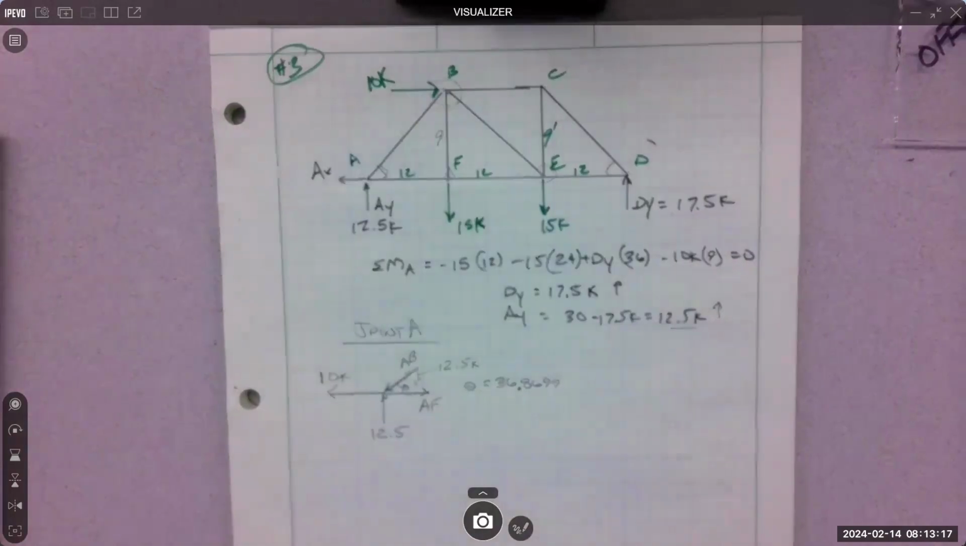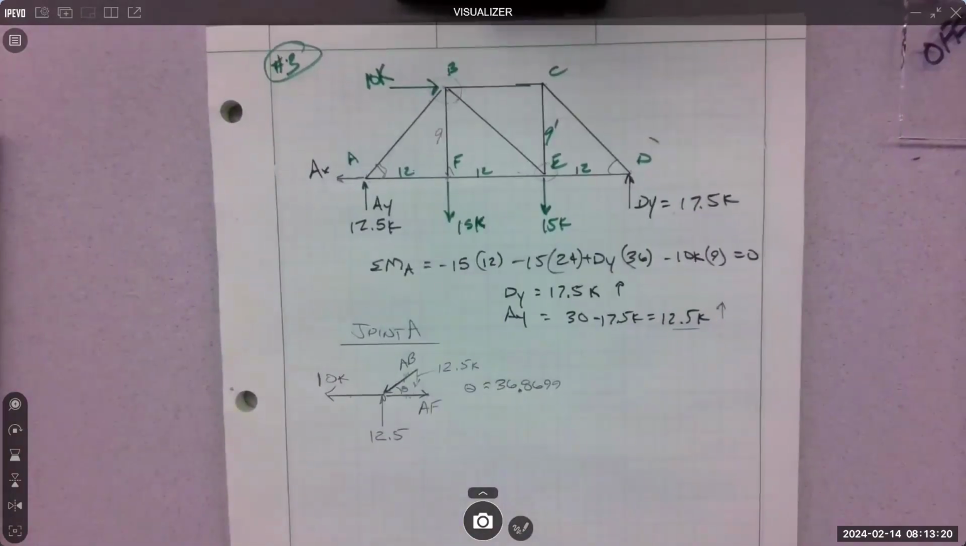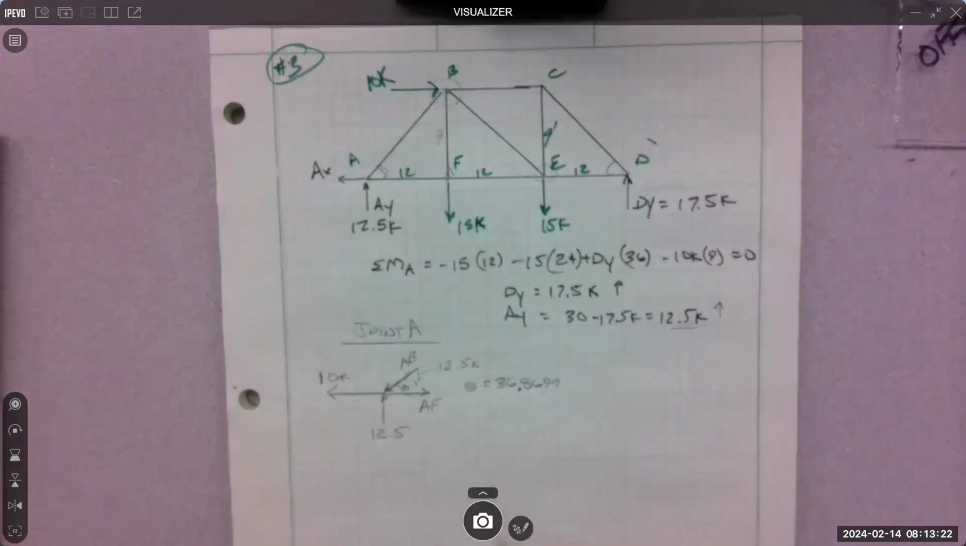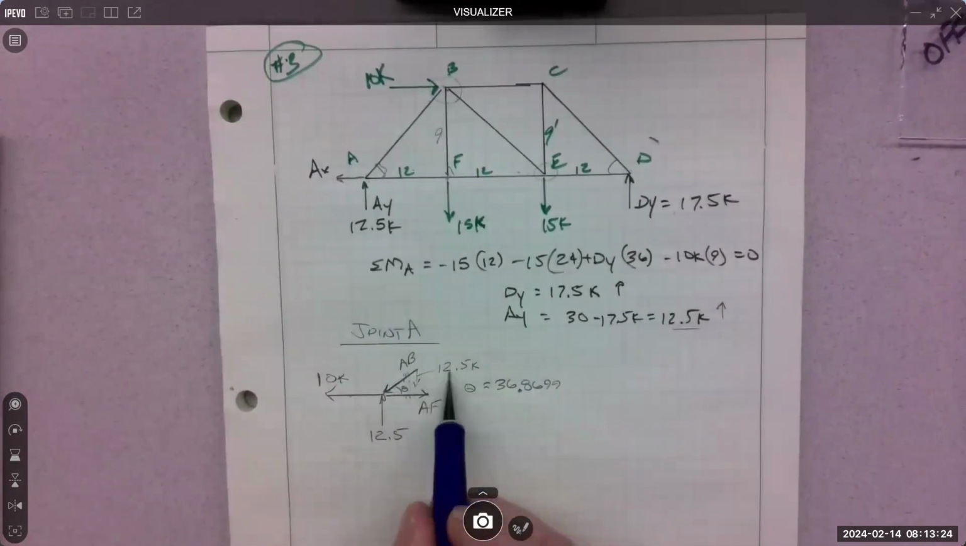Yeah, good. So now I need AB. I can see that I can just build a triangle with the 12.5 and the angle to get AB.